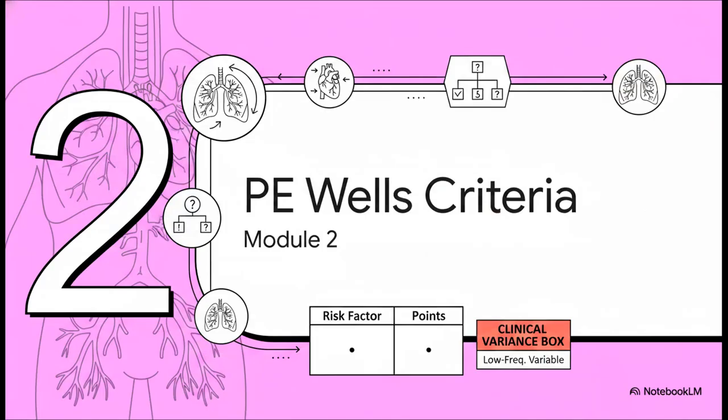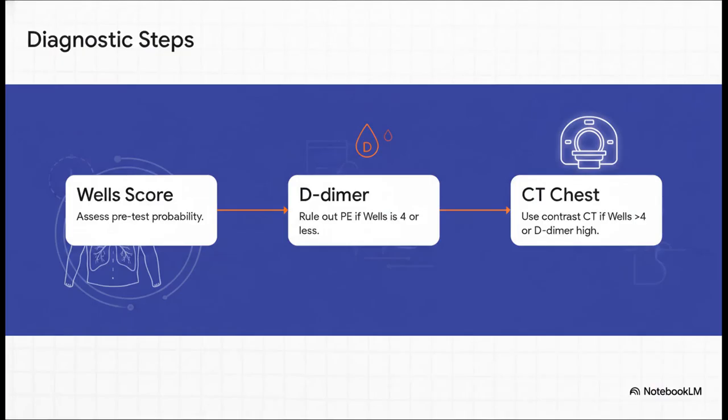Moving on to Module 2, pulmonary embolism and the Wells criteria. Let's navigate the hemodynamic execution boundary. For stable patients, if the Wells score is 4 or less, you just get a highly sensitive D-dimer. Negative, you safely rule out a PE. If the score is over 4, you completely bypass that D-dimer and order a CT pulmonary embolectomy.